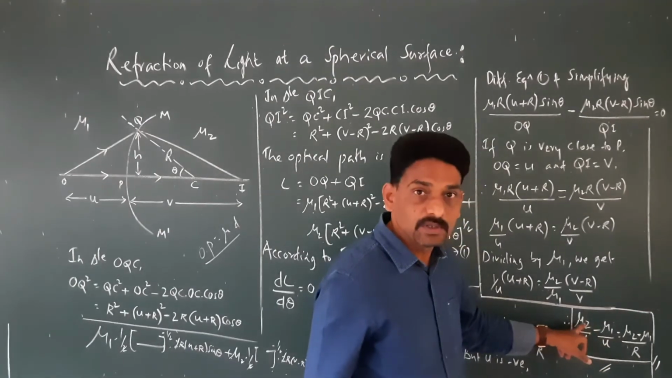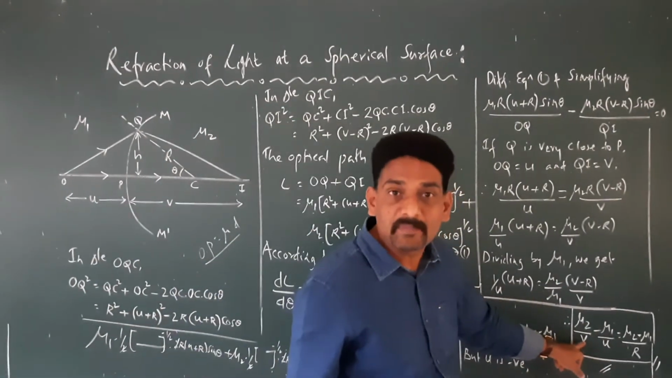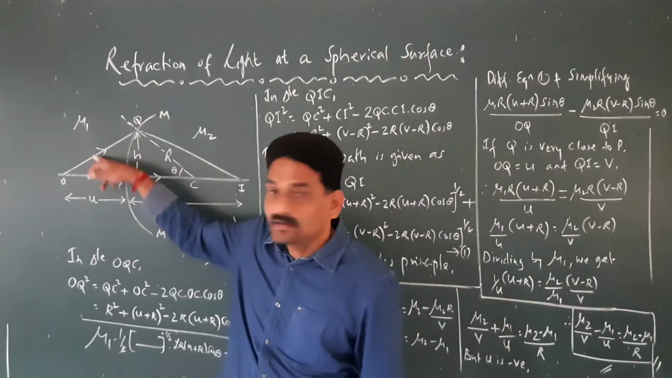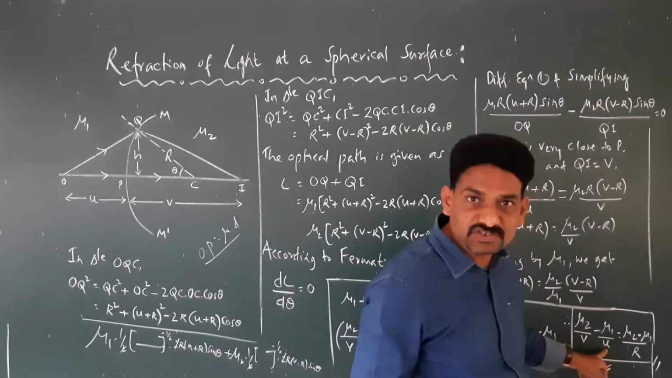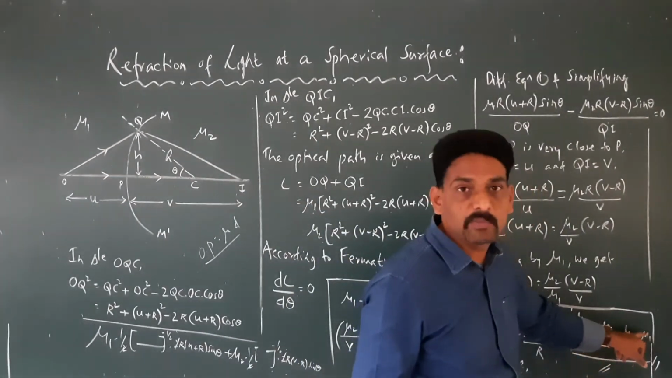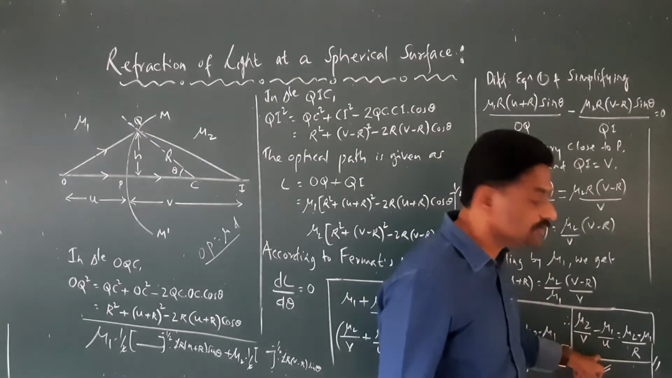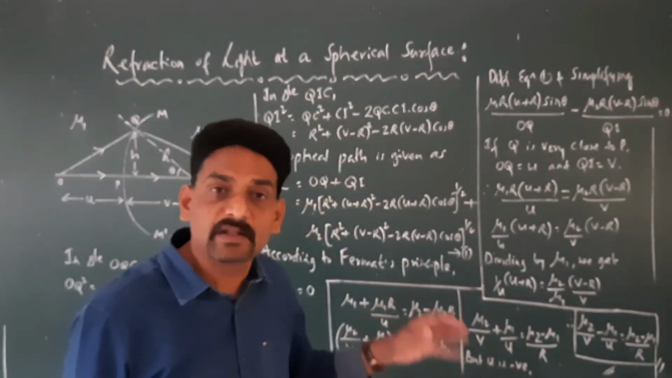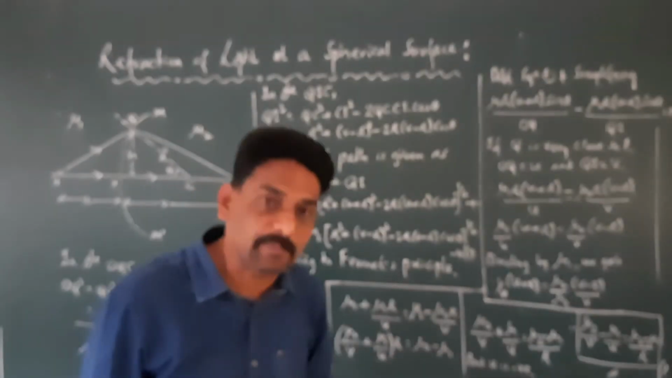What is mu2? The refractive index of the spherical surface. What is v? The image distance. What is mu1? The refractive index of the first medium, that is the air. And what is u? The object distance. So this equals mu2 minus mu1 divided by r. This is the expression for refraction at a spherical surface by applying Fermat's principle.